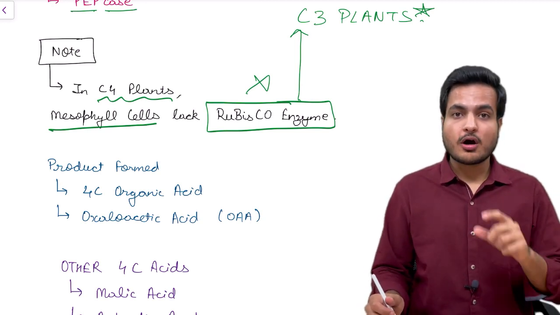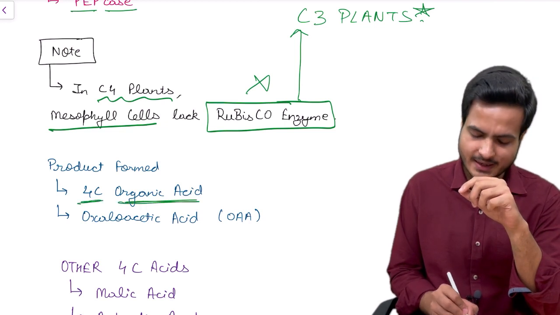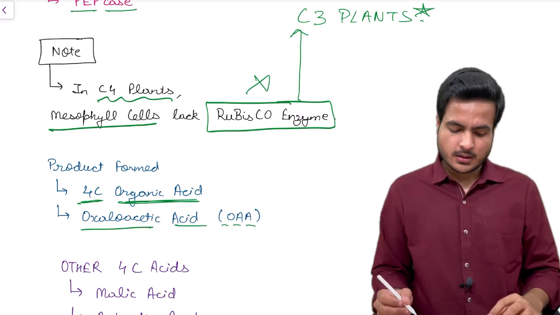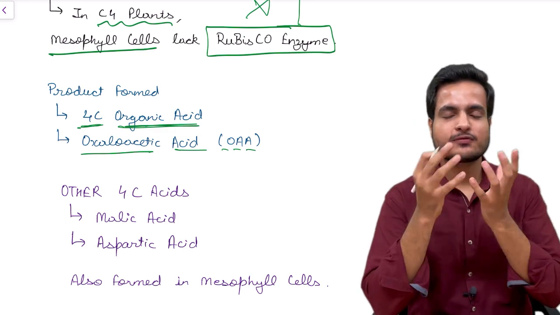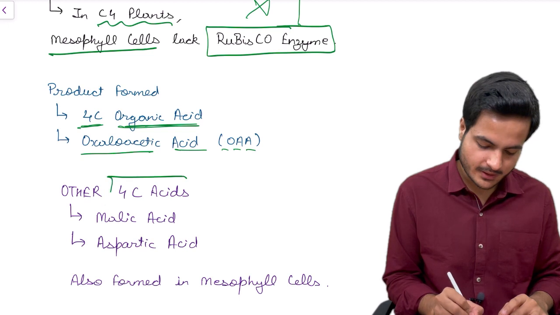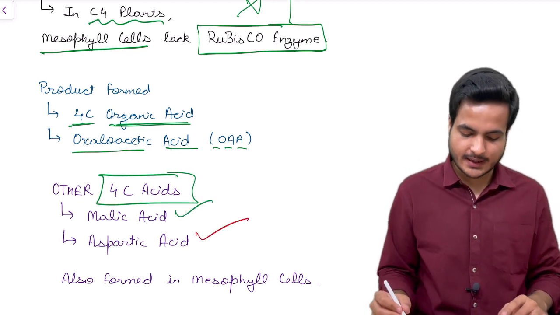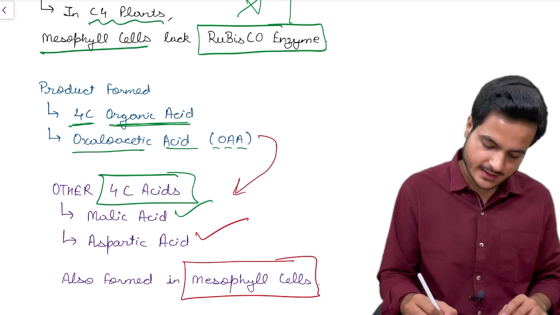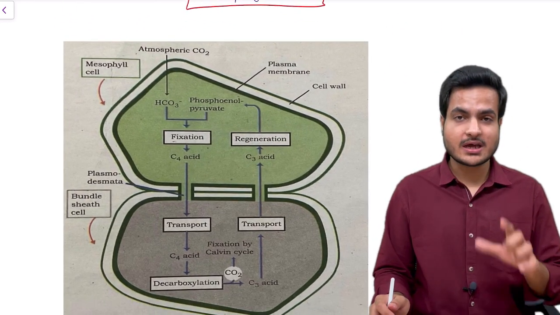The product formed after the primary carbon dioxide fixation in C4 plants is a 4-carbon organic acid whose name is oxaloacetic acid, also written as OAA. But you need to see here that oxaloacetic acid has its friends, called malic acid and aspartic acid. These are also 4-carbon acids, and these acids are also formed in mesophyll cells from oxaloacetic acid itself.